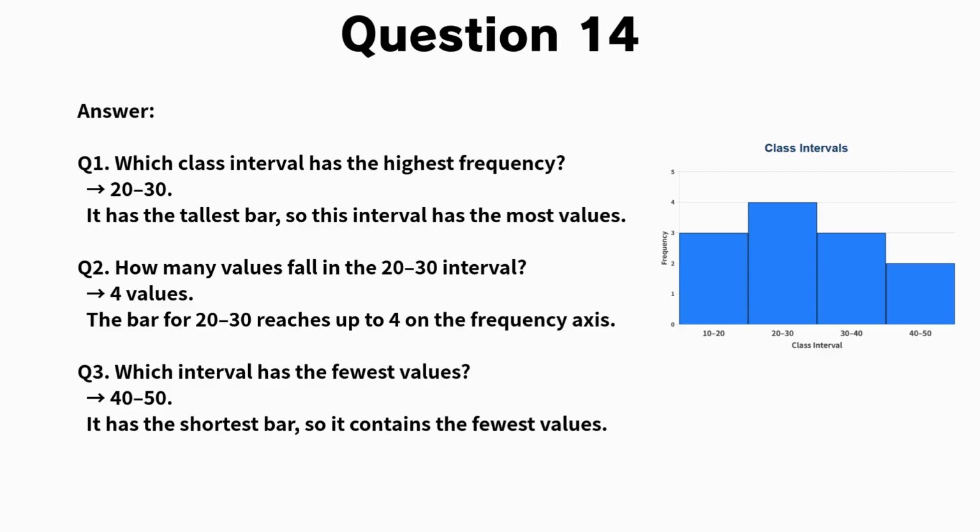Here's an important tip for reading histograms on the SAT. Always read the frequency from the height of each bar, not the width. The y-axis shows how many data points fall into each interval. Compare bar heights to determine which intervals have more or fewer values. Remember, in a histogram, taller bars mean higher frequency, and shorter bars mean lower frequency. This direct relationship makes histograms straightforward to interpret once you focus on the correct axis.